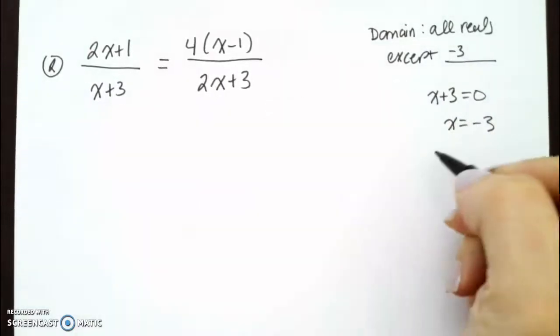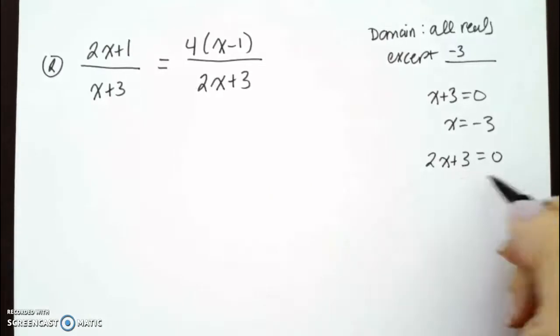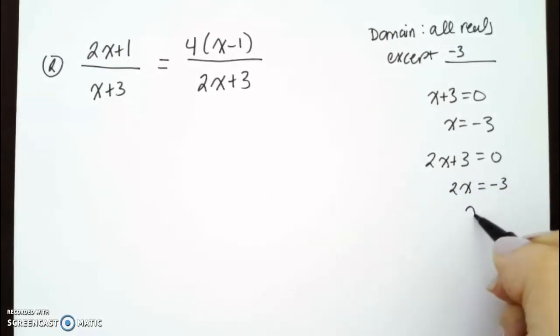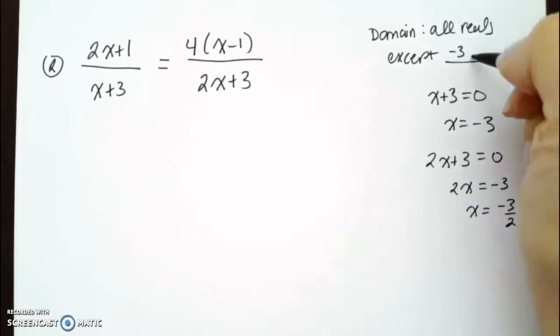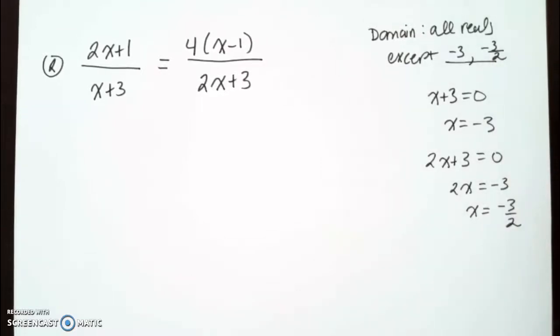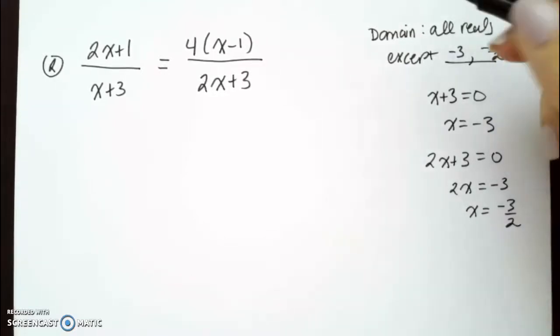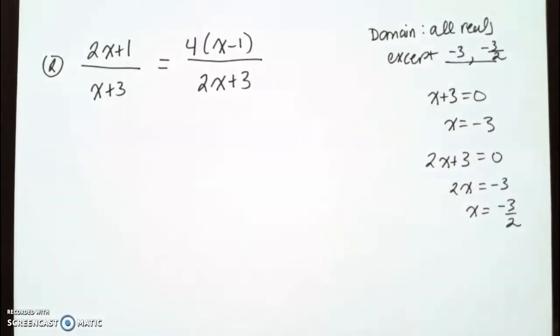The second denominator, 2x plus 3 equals 0. If I subtract 3, I have 2x equals -3, and then divide by 2, I have x equals -3 halves. So I'm also excluding -3 halves from the domain. So x can be any other value except for -3 or -3 halves. So if I get one of those as a solution, I'll have to get rid of it. I'll have to throw it out.